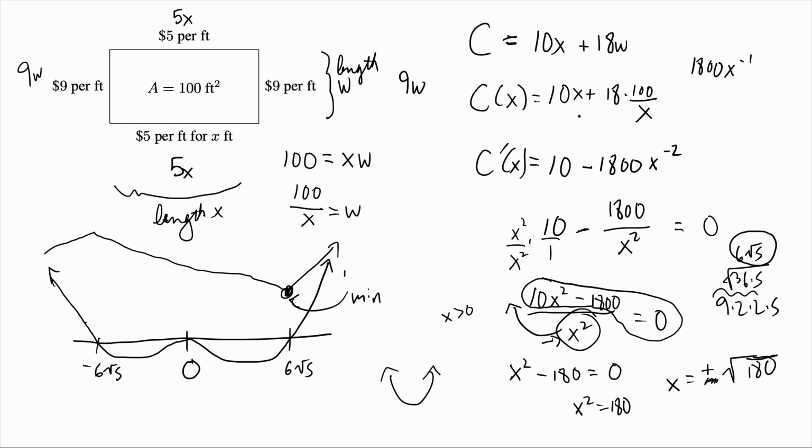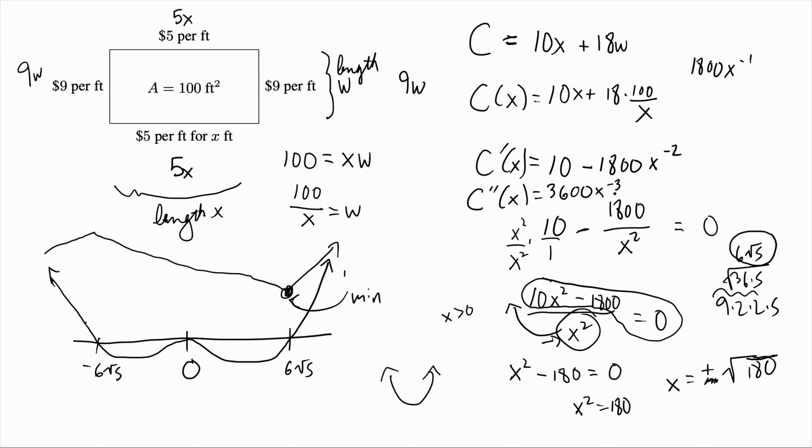Why in the world did we do it this way? Just to have some fun. All right, but anyways, let's do the second derivative test as well. We take the second derivative, that constant will go away, this negative 2 comes down by the power rule, and we would be left with positive 3600 x to the negative 3.